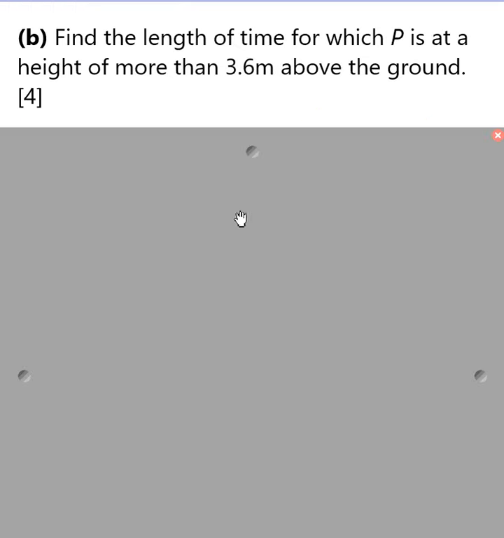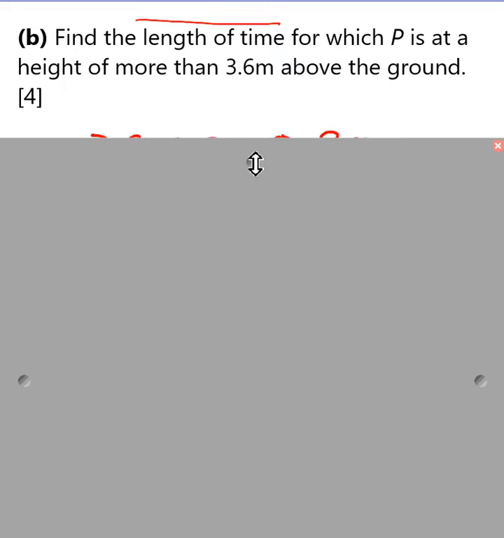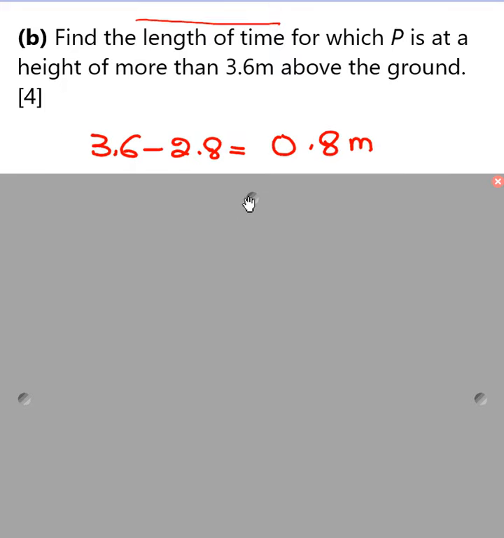The next part of the question is saying find the length of the time for which P, the particle, is at a height more than 3.6 meter above the ground. Now this is also another important question. I will tell you where students make mistake or leave the question halfway done. Okay, so let's understand the meaning of the question.